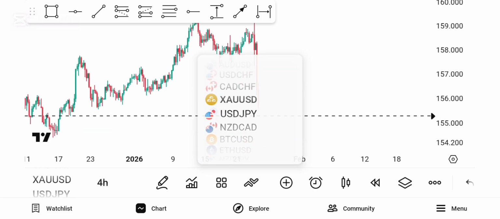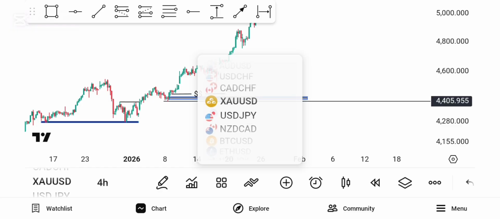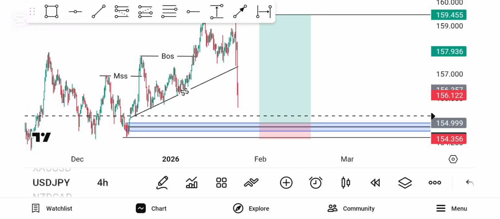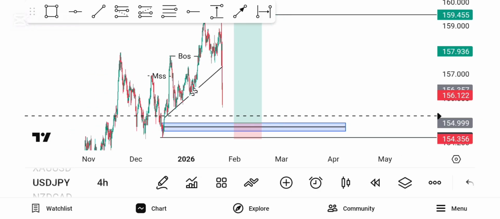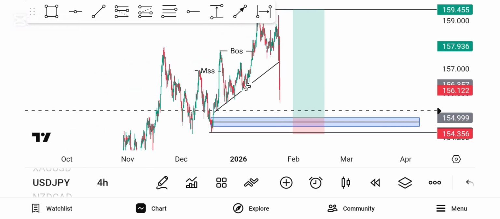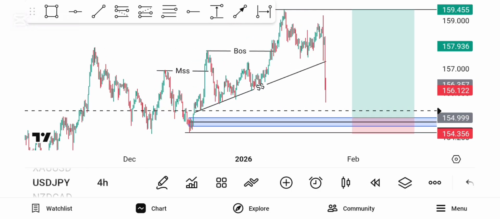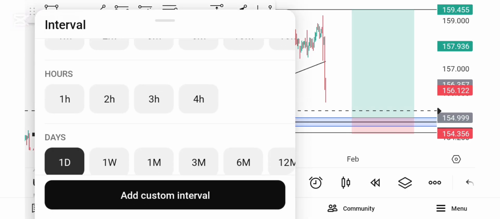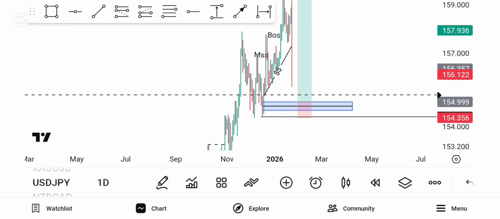USDJPY. I've done the analysis before, but I don't know why the market did not come back. Yes, this is the analysis. I've analyzed it before earlier. So this USDJPY, the previous time we did this analysis, over 2 or 3 weeks ago, the market did not come back to our POI.